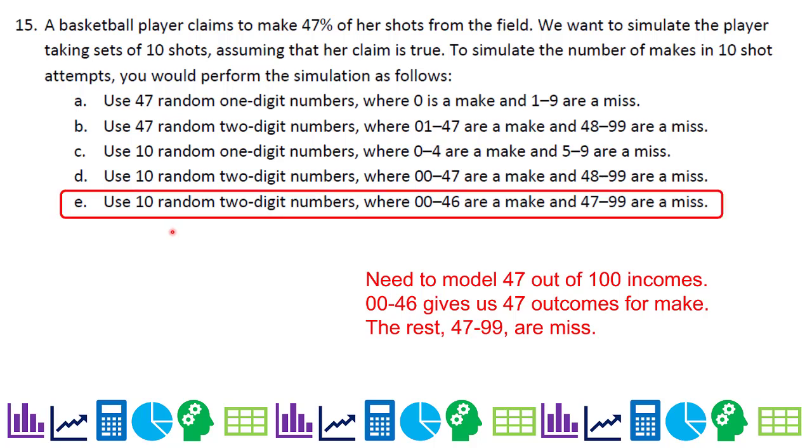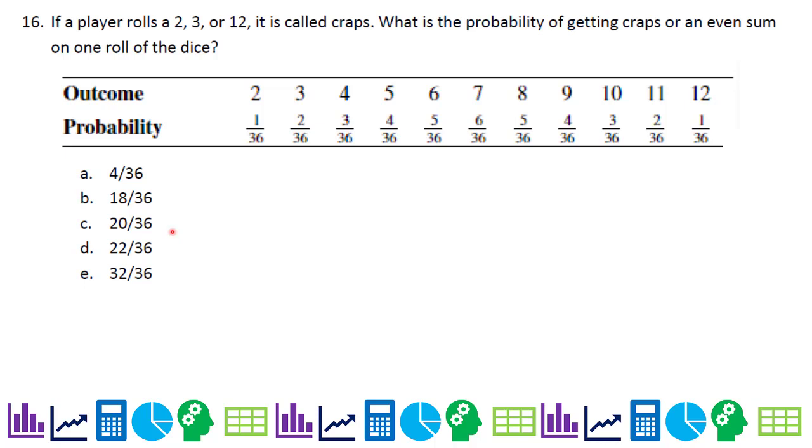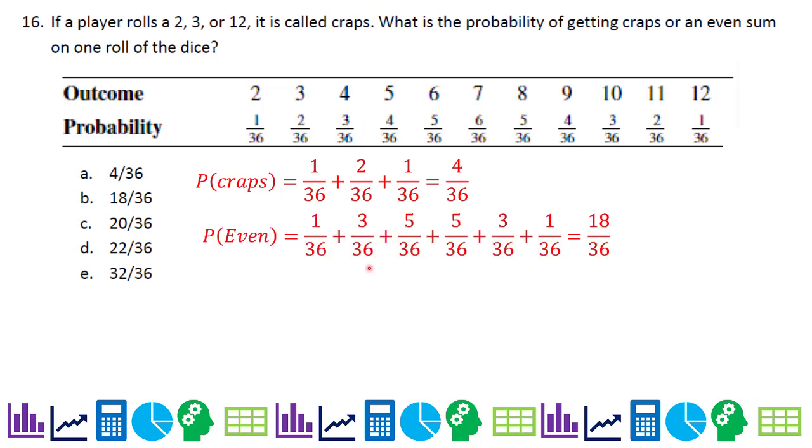All right, and then last but not least, if a player rolls a 2, 3, or 12, it is called craps. What is the probability of getting craps or an even sum on one roll of dice? So let me go ahead and first figure out the probability of craps. So that's a 2, which is 1 over 36, a 3, which is 2 over 36, or a 12, which is 1 out of 36, which is 4 out of 36. I'm not going to try and simplify or convert to decimals because these are going to add pretty well. You see how everything has a 36.